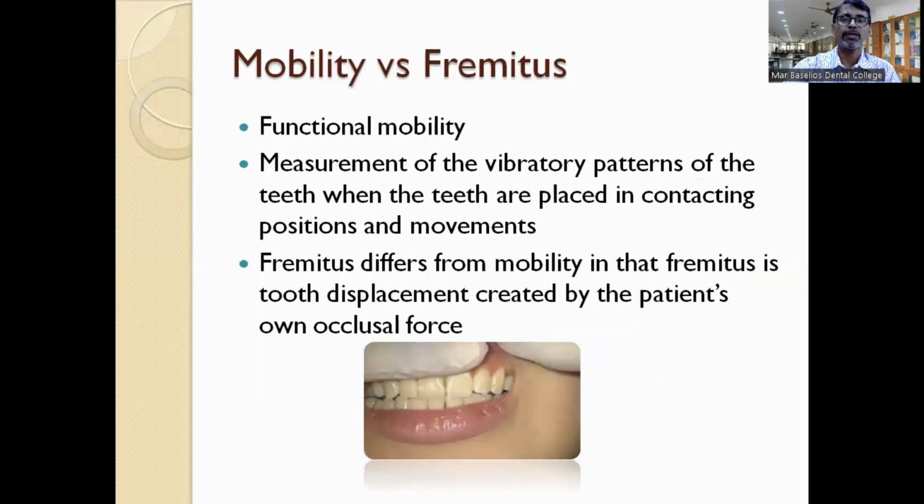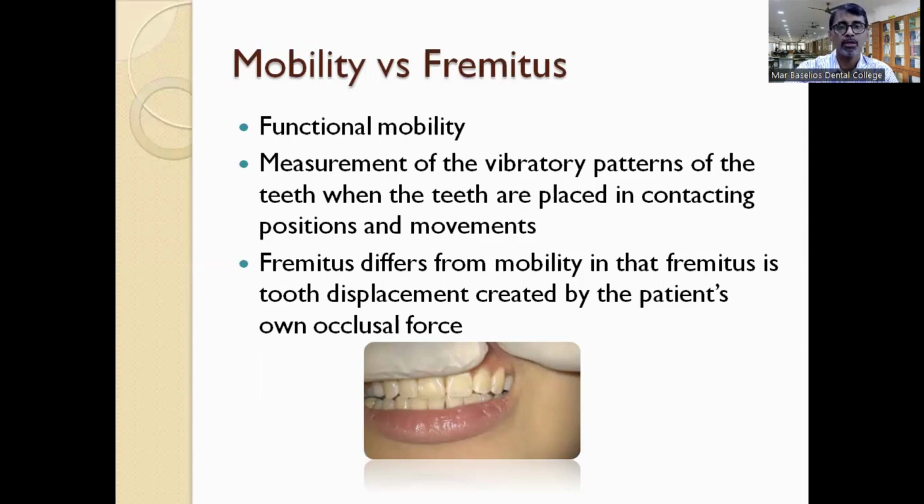And you would probably have come across another term known as fremitus. These are related terms, mobility and fremitus. Fremitus we usually check for assessing trauma from occlusion. Fremitus is also known as functional mobility. In fremitus, we measure the vibratory patterns of the teeth when the teeth are placed in contacting positions and movements. In mobility, when we check for mobility, we elicit the movement of the tooth using our own force. We are using our finger or the handles of two instruments to elicit mobility of the tooth.